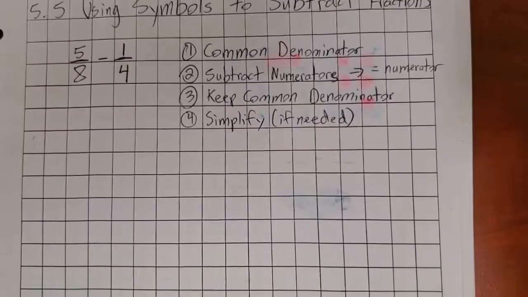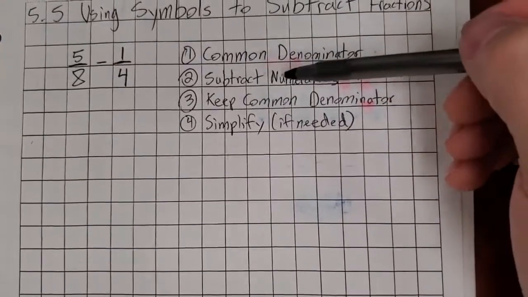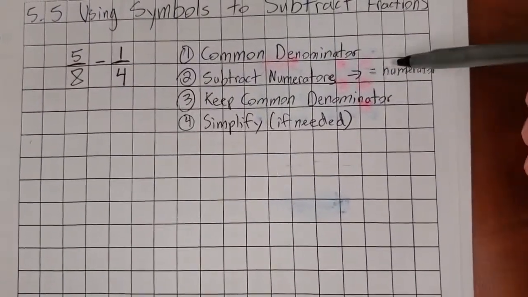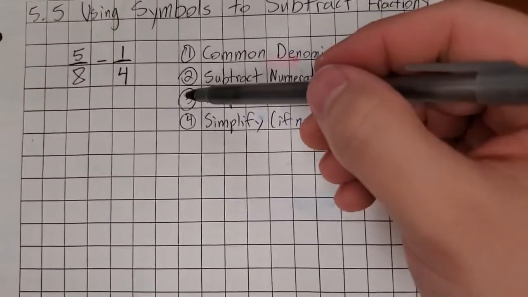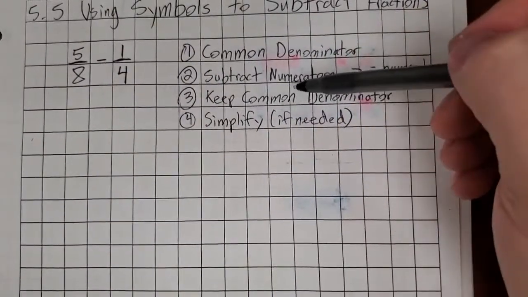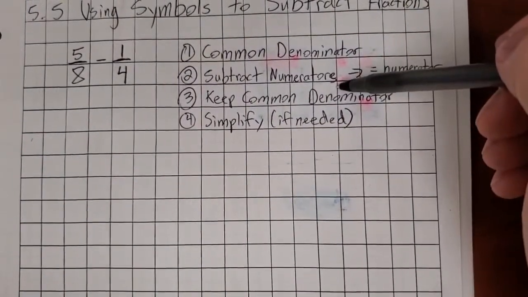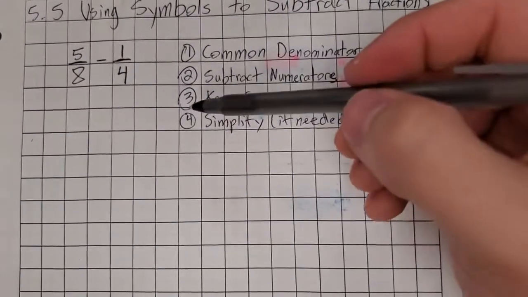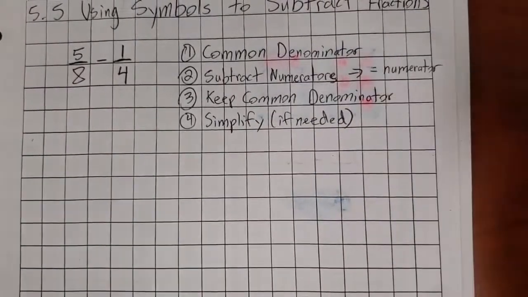Second is to subtract the numerators, and that will be your numerator. And then third is going to keep the common denominator. So whichever one is common, that's going to stay the same. And if needed, you'll simplify at the end.